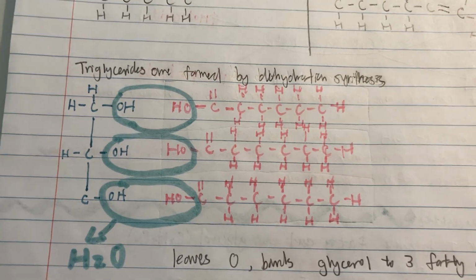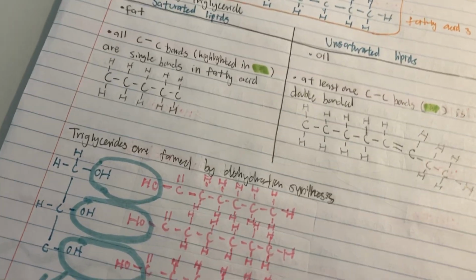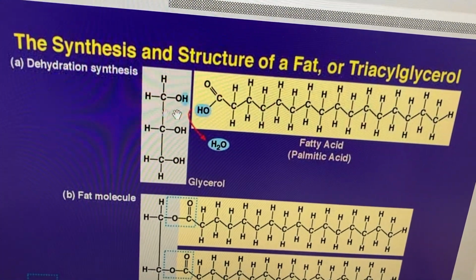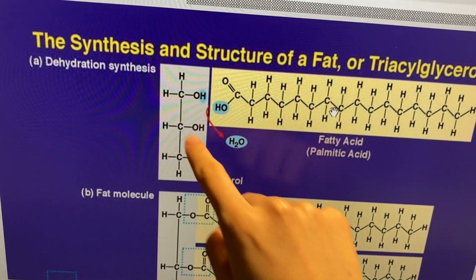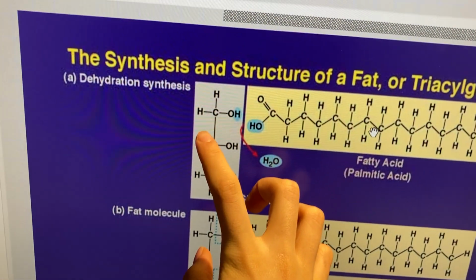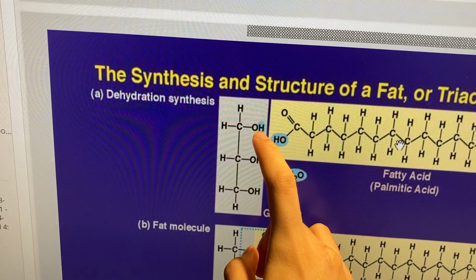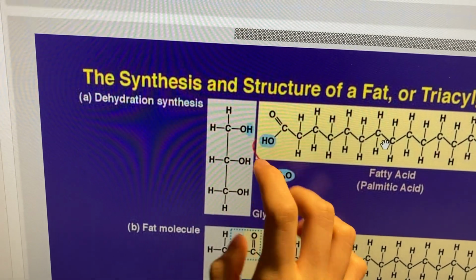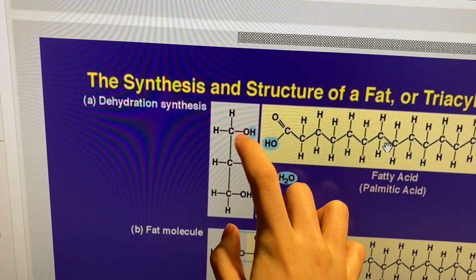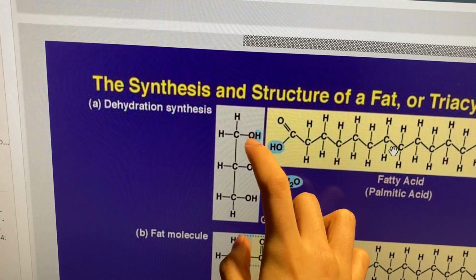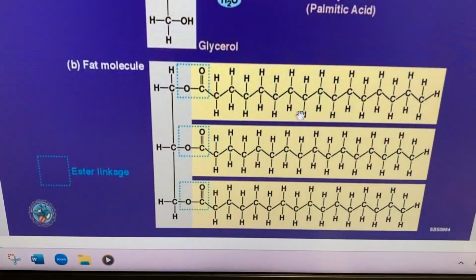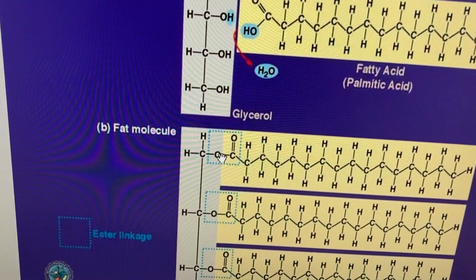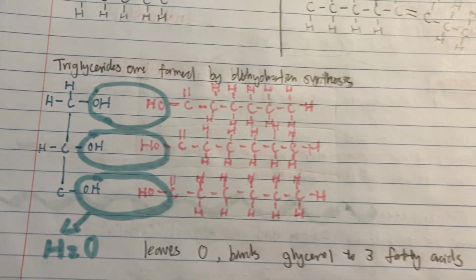Okay, and then triglycerides are formed by dehydration synthesis. So you need to know this too. Here, this is a good photo too. So you see over here, this is one of the fatty acids and this is the glycerol. So the glycerol's H over here and the fatty acid's HO over here, they bond, and then you take out the H2O, and then it just leaves this 1 O over here, right? So the O bonds with this. You see that? So glycerol bonds with fatty acid after the water is taken out, and it just leaves behind the oxygen.